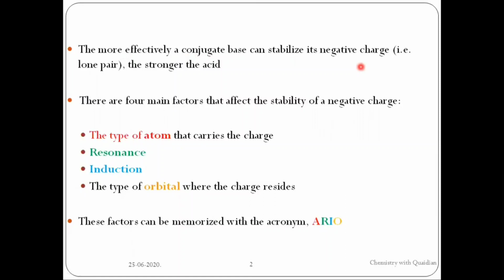There are four main factors that affect the stability of a negative charge. What are these four factors? These four factors are the type of the atom that carries the negative charge, resonance, induction, and the type of the orbital where the charge resides. We will see one by one how all these factors affect the strength. In short, these factors can be memorized with the acronym ARIO. A means the type of atom, or shortly atom, R means resonance, I means induction, and O means the orbital, the type of orbital.